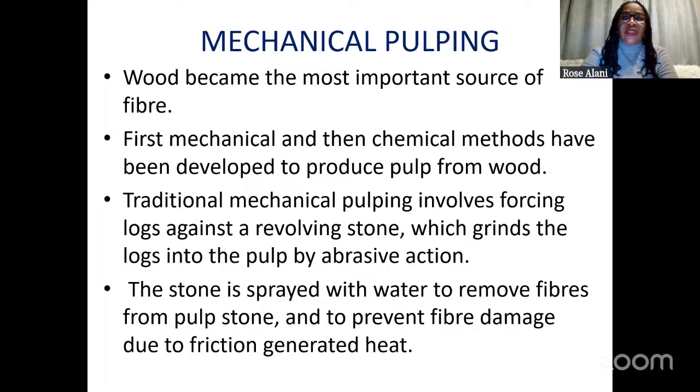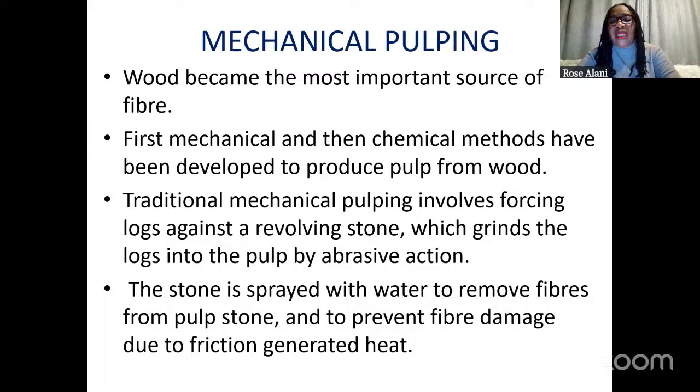So first, mechanical and then chemical methods were developed to produce pulp from wood. I'll go back to this. Initially, from the beginning of production of paper, it was cotton rags, clothes, that were used to produce pulp, and the pulp was used in producing paper. But along the line, wood itself became an important source of fiber. So the initial pulping method was mechanical, and then along the line, the chemical method was also developed to produce pulp from wood.